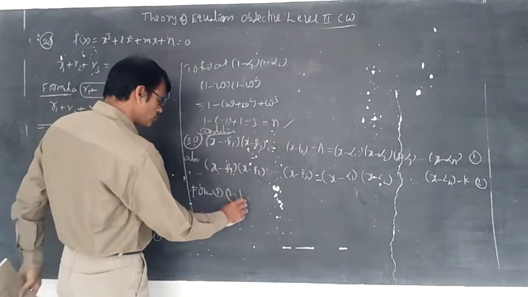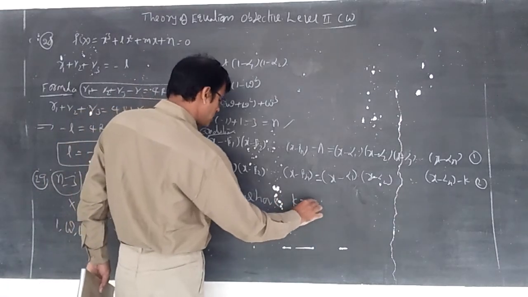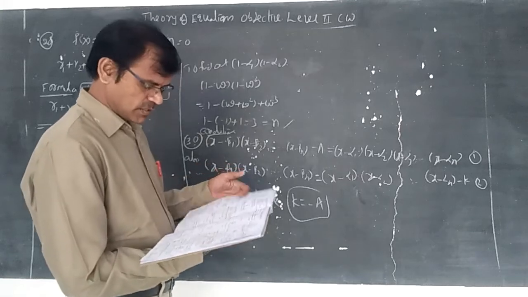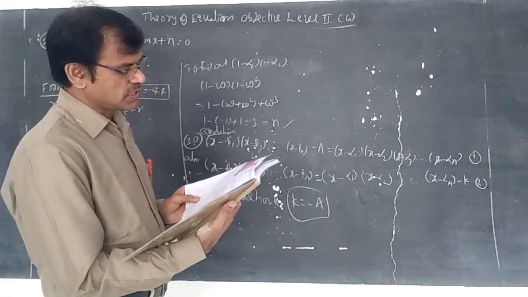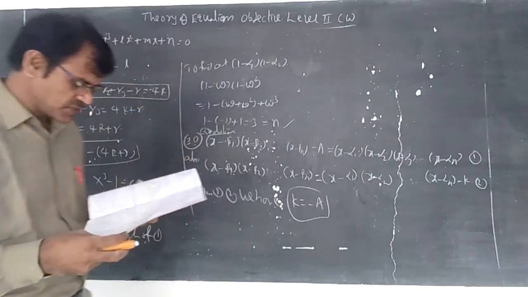From 1 comma 2 we have, directly I am writing, k is equal to minus a, or a is equal to minus k. That's all. So k is equal to minus a, second option. 30th question, second option. Now let us discuss the 31st question.